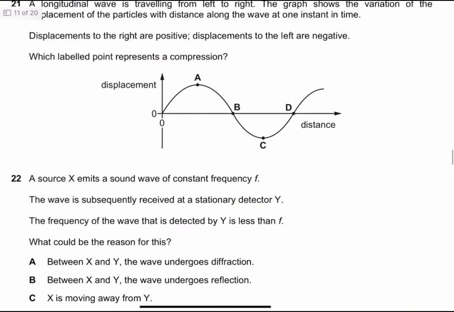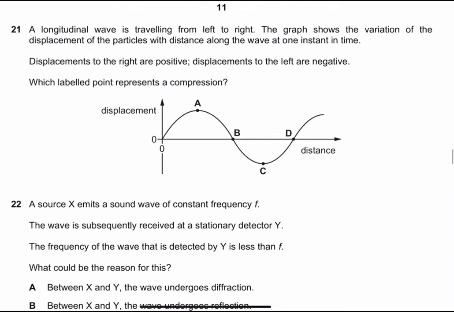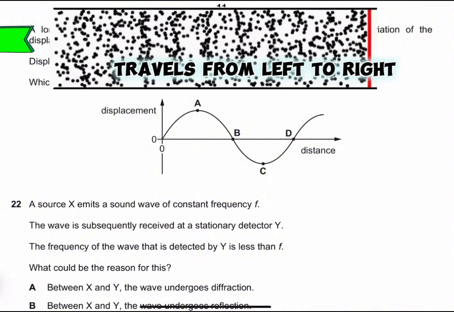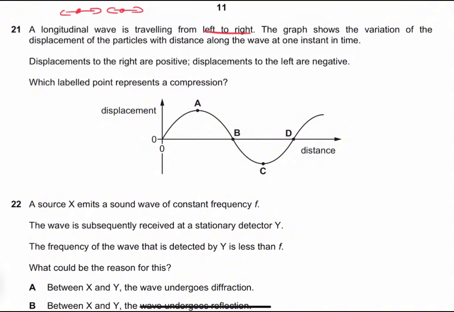Okay. Moving to question number 21. We've been given a longitudinal wave that travels from left to right. So it's actually here, right? So it's traveling from left to right. And the graph shows the variation of the displacement of the particles with distance along the wave at one instance in time. If we move to the right, it's positive. If we move to the left, it's negative. And we've been asked to find which labeled point represents a compression. Very important for you to know that.